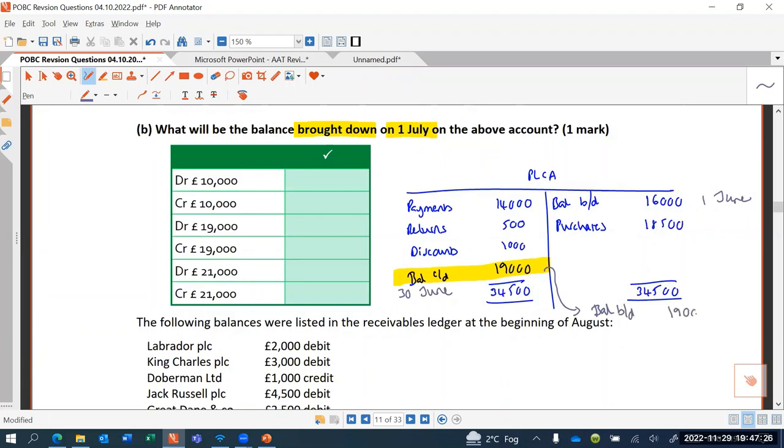So it goes onto the credit side of the account. It's a liability. There's far more on the credit side than on the debit side. So I need my 19,000 credit to get going. So then I can answer the question.